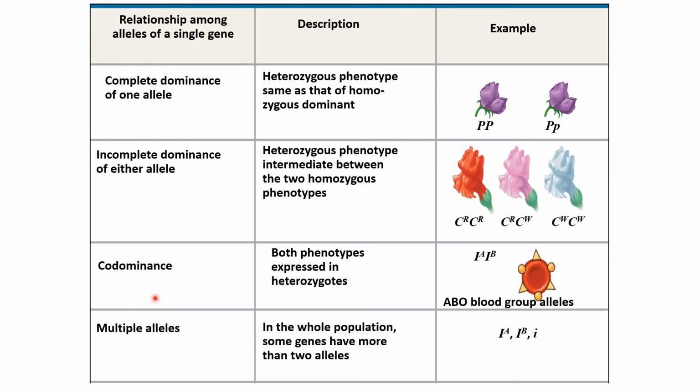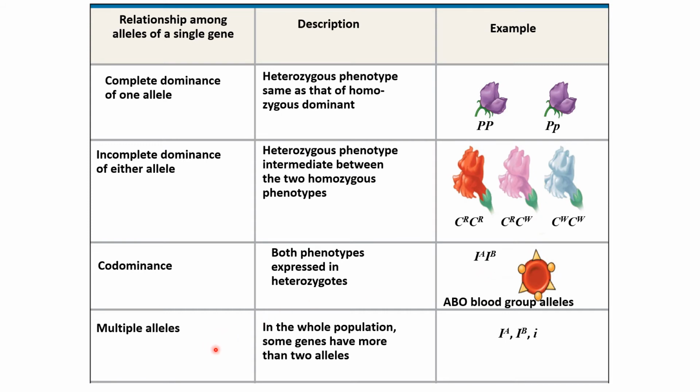But for codominance, both phenotypes are expressed in the heterozygous. For example, in the ABO blood groups, where IA and IB give the carbohydrate in the cell membrane, both will react with the anti-A and anti-B. So it shows two types together.